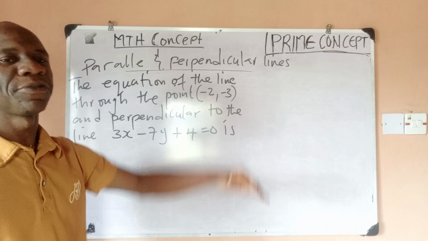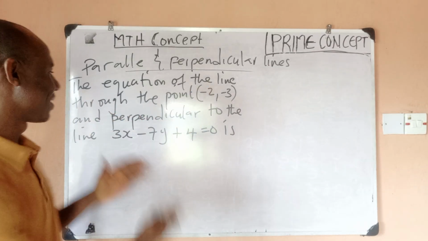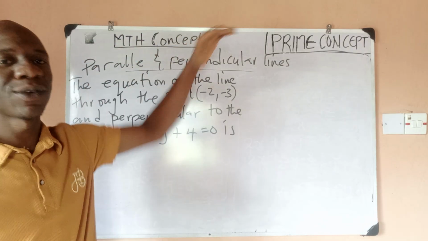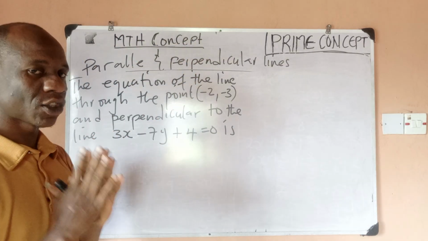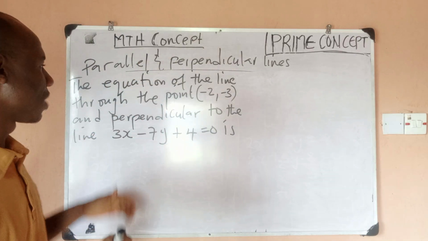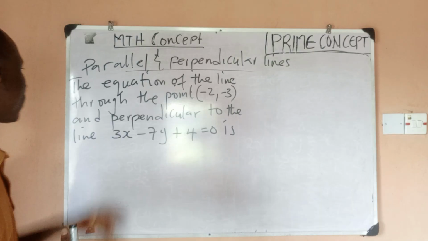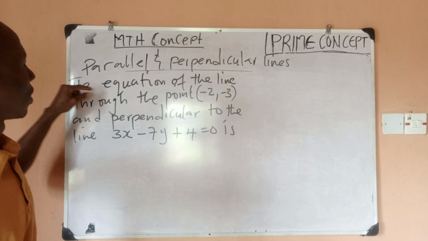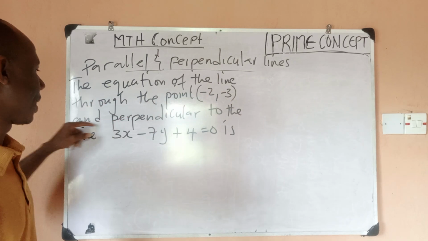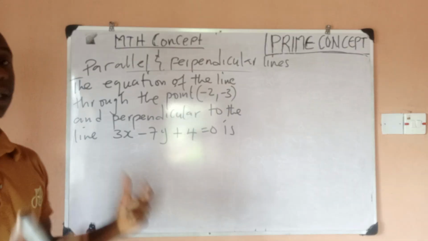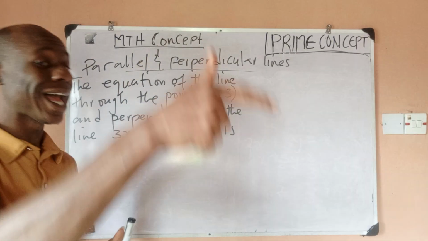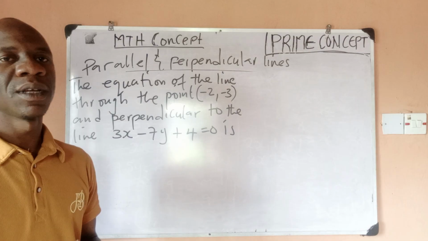So we have another video, another problem to analyze, which is what you have on the board, still considering the concept of parallel and perpendicular lines. In my previous video I solved the problem for parallel lines, right? Then in this video I want to look at the problem for perpendicular lines. So the question says: find the equation of the line through the point this and perpendicular to the line this. So we have a line given to us and they want us to find the equation of another line that is perpendicular to this given line, right?